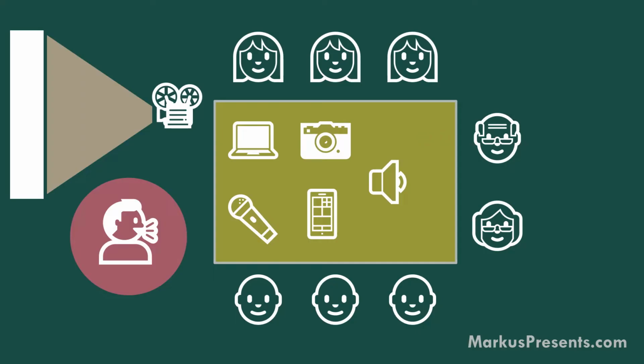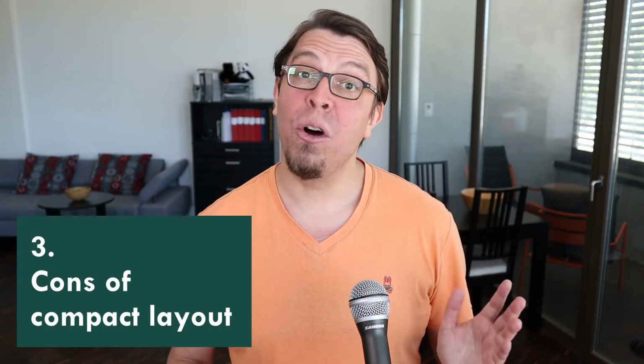Pro number 3 with the compact layout is that the audience in the room is always looking in the same direction, because both the screen and the speaking area are on the same side of the room. Now let's talk about the drawbacks of the compact hybrid meeting layout.